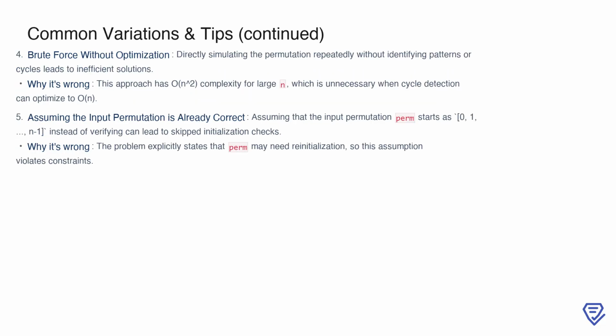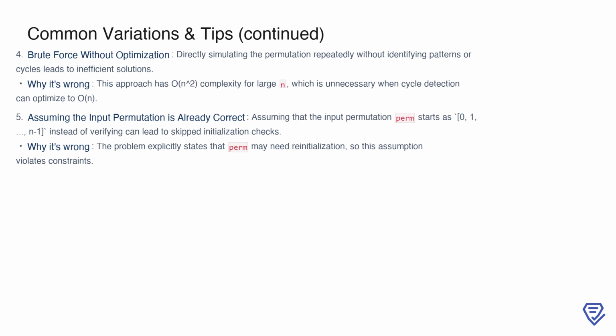Another major issue is relying on brute force without optimization. Directly simulating the permutation repeatedly might seem straightforward, but it leads to inefficient solutions with a time complexity of O(n²) for larger n. Instead, identifying the cycle length allows you to optimize this to O(n).